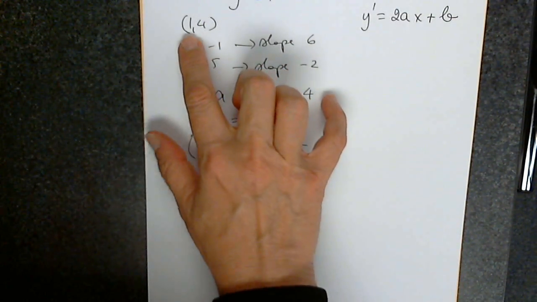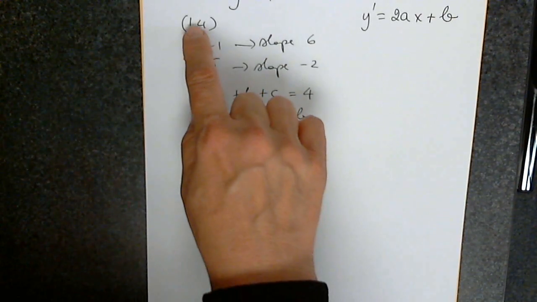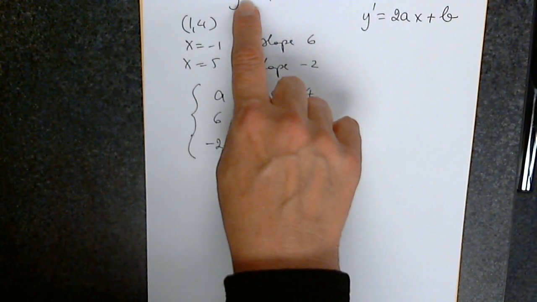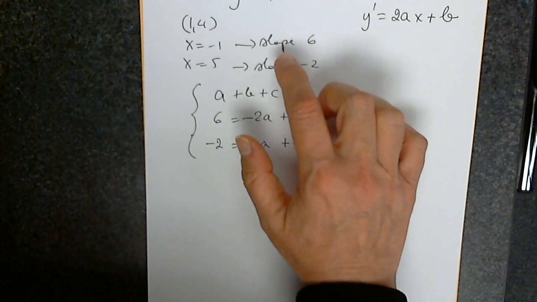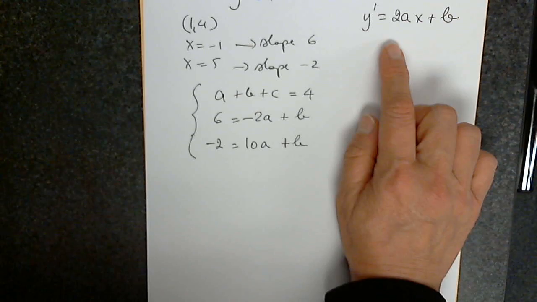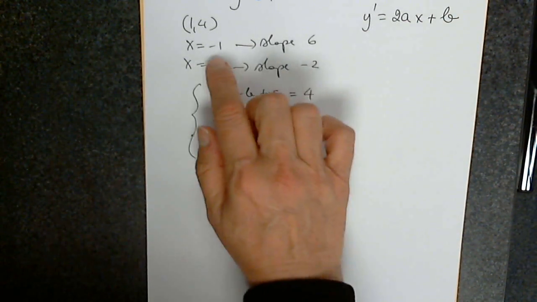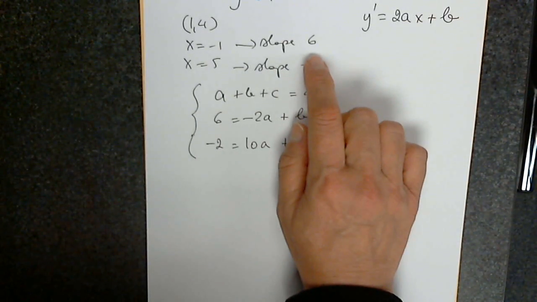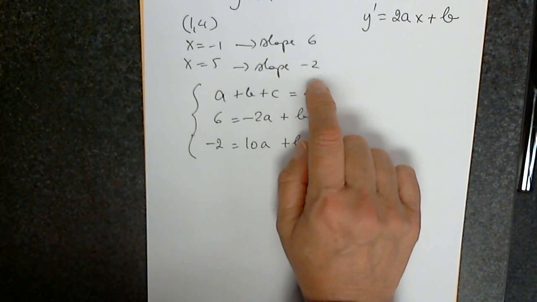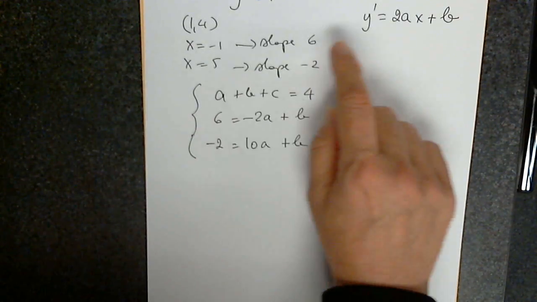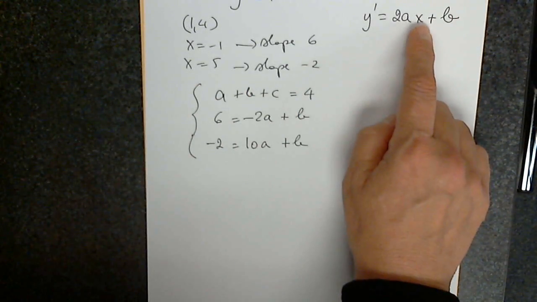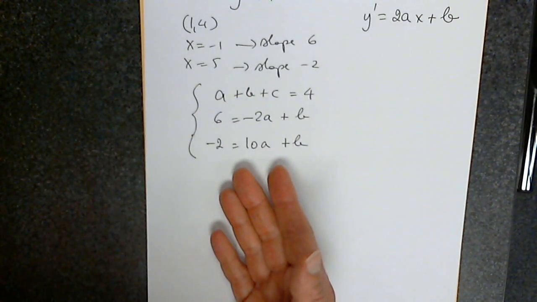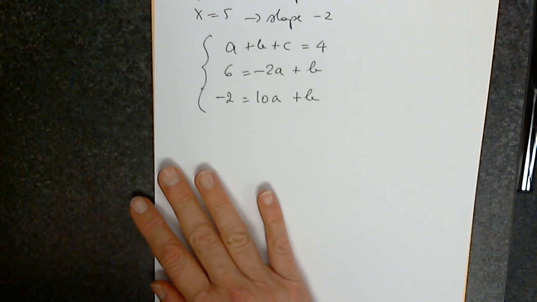When I'm given a point of a function, I know that when x is 1, y is 4. So this first equation is clear. Then, when we talk about slope, we talk about the first derivative. So this is a point of the first derivative, (-1, 6), and the second one is (5, -2). You're just plugging in numbers. When x is -1, y prime is 6. When x is 5, y prime is -2. Is that okay?